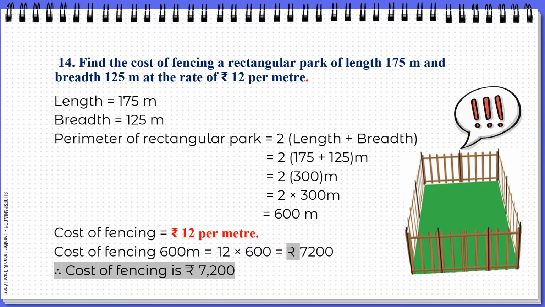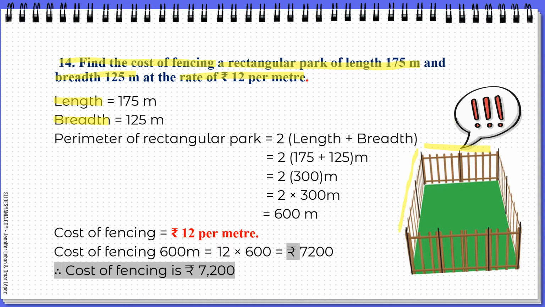Let's do question number 14. It says, find the cost of fencing a rectangular park of length 175 meter and breadth 125 meter at the rate of rupees 12 per meter. So now what is given to us? The length is given to us and the breadth is given to us. And to find the cost of fencing, we should know first how much fence is required. For that, we will be finding the perimeter of the rectangular park. So let's begin by writing what is given. The length, 175 meters, and the breadth, which is 125 meters.